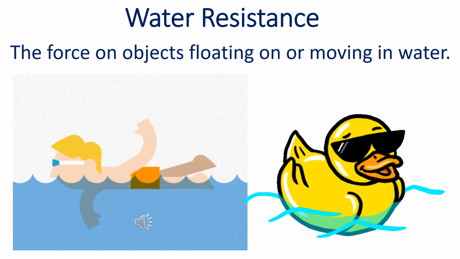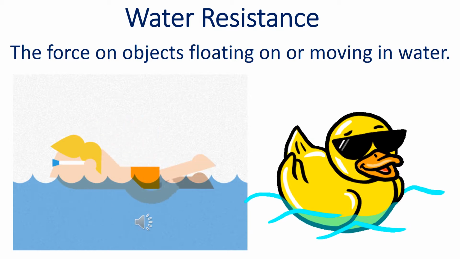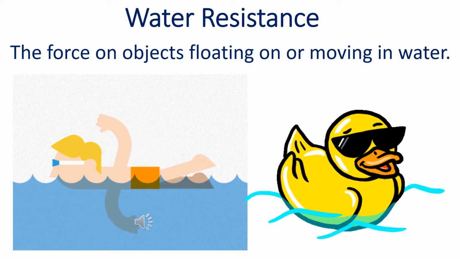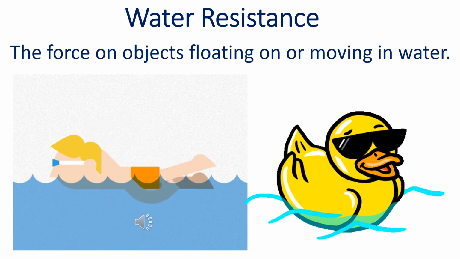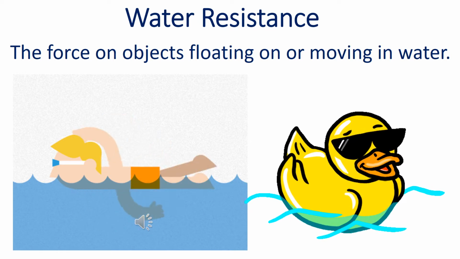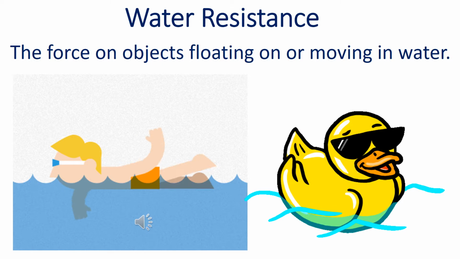So what happens in water? Water resistance or fluid friction happens when objects float or move in water. Look at the swimmer. There are actually four forces acting on him. His weight, the upward force of the water keeping him buoyant, him moving forward with his hands and moving through the water, and then the water itself is pushing against him as he moves.